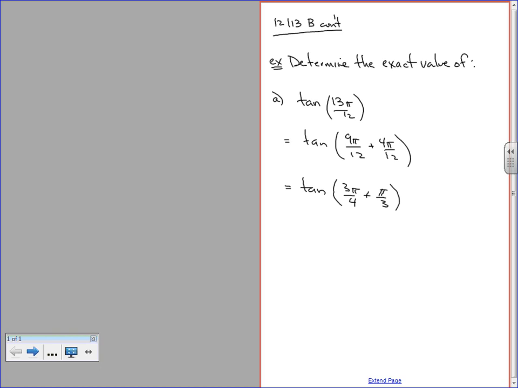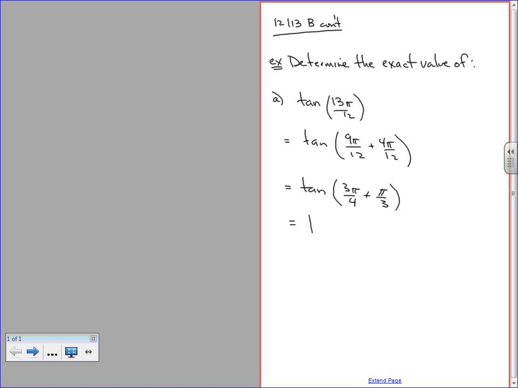So from this point, remember, a common mistake people make is they say, this angle here is my special triangle, so they change it to the related angle. You can't do that at this point because you're not accounting for the CAST rule. So as soon as you write it as the sum or the difference of the two angles, then use your formula. That's the whole essence of these addition formulas and subtraction formulas.